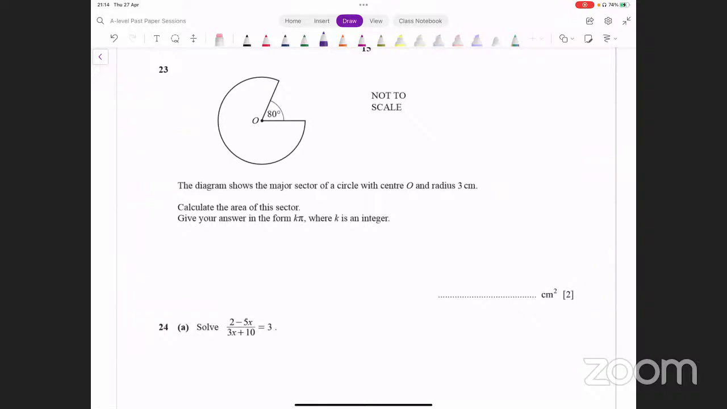The diagram shows the major sector of a circle with center O and radius 3 centimeters. Okay, so you have a major sector. Its radius is 3 centimeters. So this length is 3 centimeters. And the center is O. Calculate the area of the sector. Give your answer in the form k pi where k is an integer.